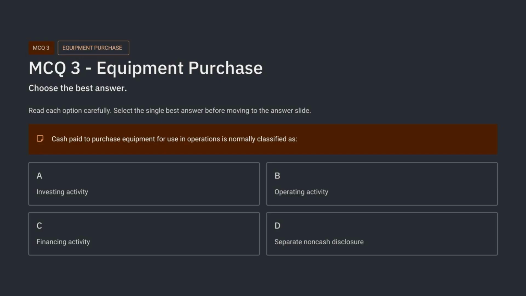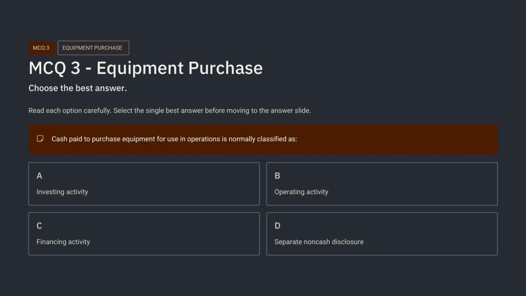MCQ3 tests equipment purchase classification. The question is, cash paid to purchase equipment for use in operations is normally classified as what? Your options are A. Investing activity, B. Operating activity, C. Financing activity, and D. Separate non-cash disclosure. The key phrase is cash paid, so this transaction belongs somewhere in the statement body.